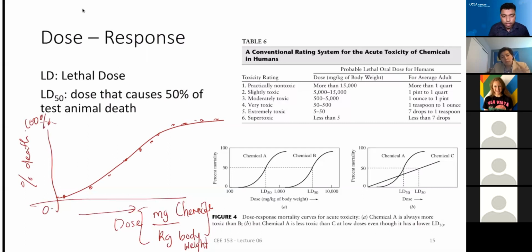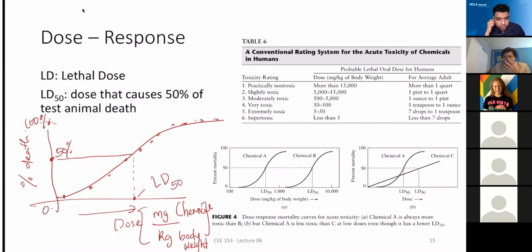The idea here is that every single data point requires lots of animal sacrifice. Then you look at the concentrations and see at what point 50% of them die. If you draw a line here, this is 50%, and you get the corresponding dose that causes 50% to die. We call that LD50, or lethal dose 50. So if you know the lethal dose 50, you will be able to say whether this pollutant is more toxic or not.